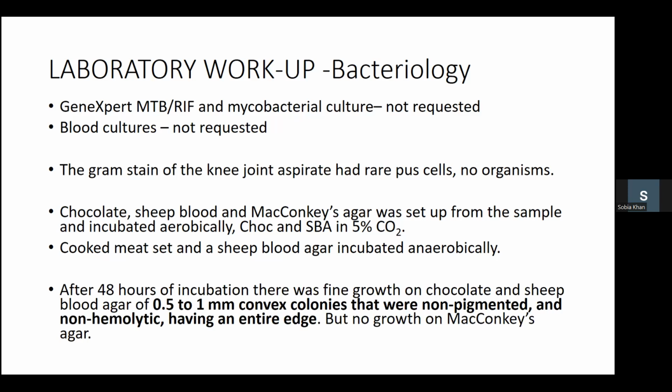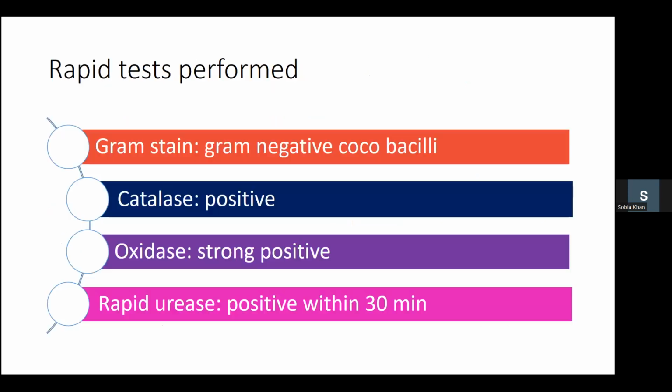So, moving on. After 48 hours of incubation, there was fine growth on chocolate and sheep blood agar of about 0.5 to 1 millimeter convex colonies that were non-pigmented, non-hemolytic, and had an entire edge. But there was no growth on MacConkey's agar. Some rapid tests were performed on the basis of these suggestive colonies. However, there was one thing that should be done before performing these rapid tests, and I'll ask the audience later on when we are coming to the diagnosis. So gram stain was done from the colonies, which showed gram negative coccobacilli. Catalase was positive, oxidase was strong positive, and rapid urease test was also positive within 30 minutes.